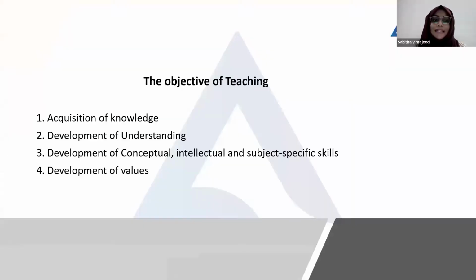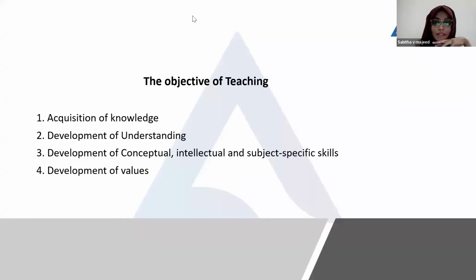Then let's move to another introductory aspect of teaching, which is the objective of teaching. Objective of teaching means aims of teaching. There are several objectives of teaching. We can't say that there is a definite number of objectives for teaching. I have listed the most important, most frequently asked objectives of teaching, but these are not the only objectives. These are the umbrella terms for objectives of teaching.